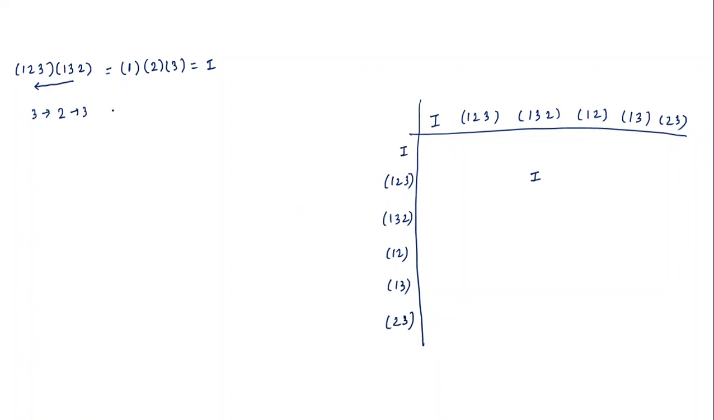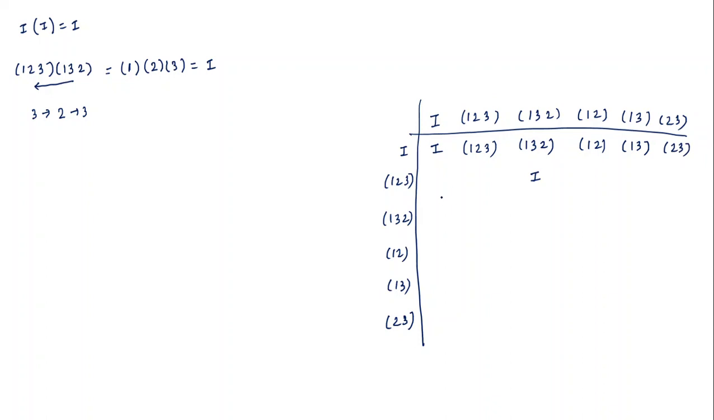Now I with I will obviously be I. So here we have identity. Now identity I with (1 2 3) will be (1 2 3) itself. Now I operated with (1 3 2) will give us (1 3 2), and likewise (1 2), (1 3) and (2 3).